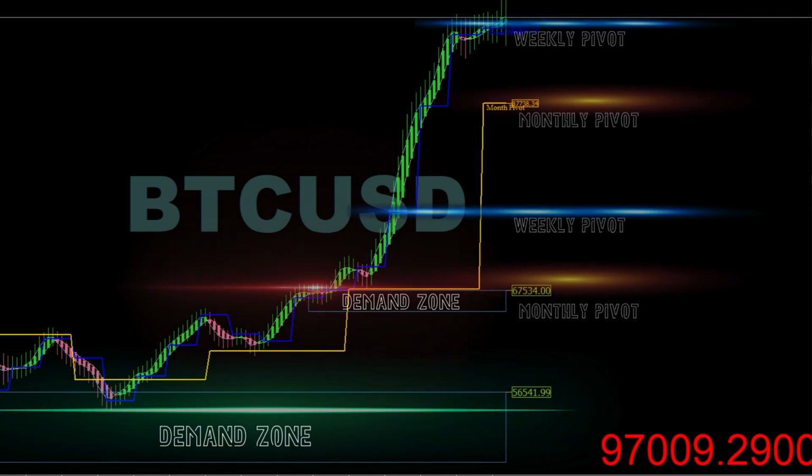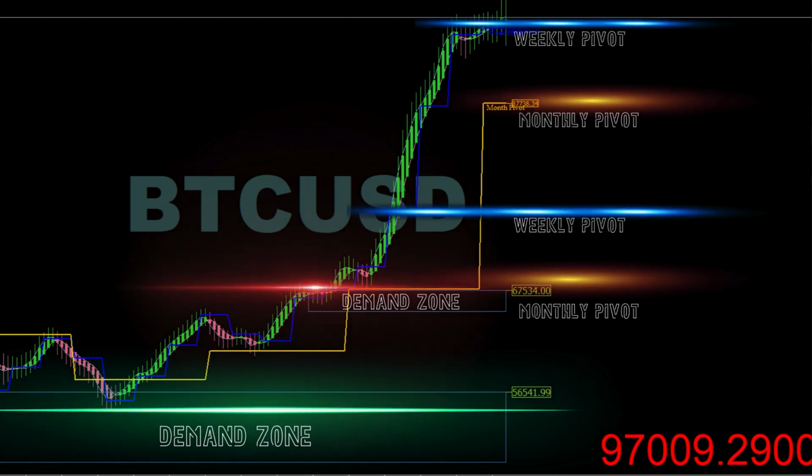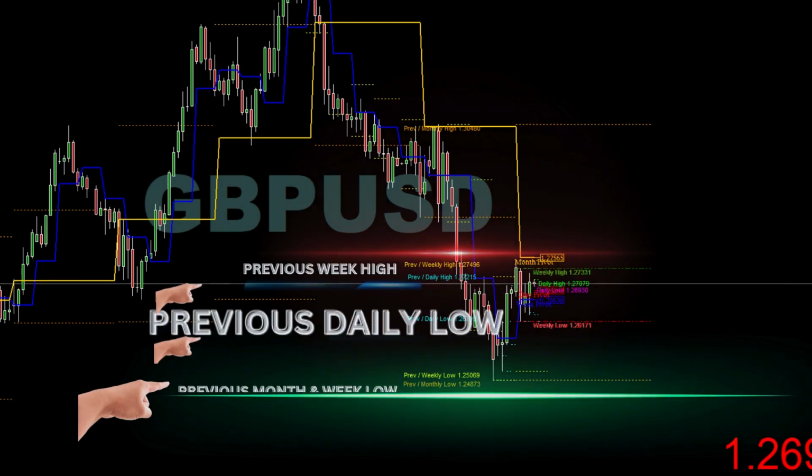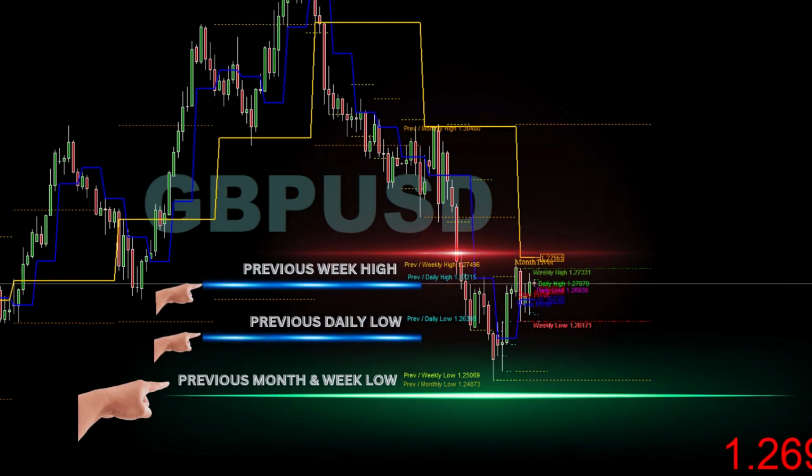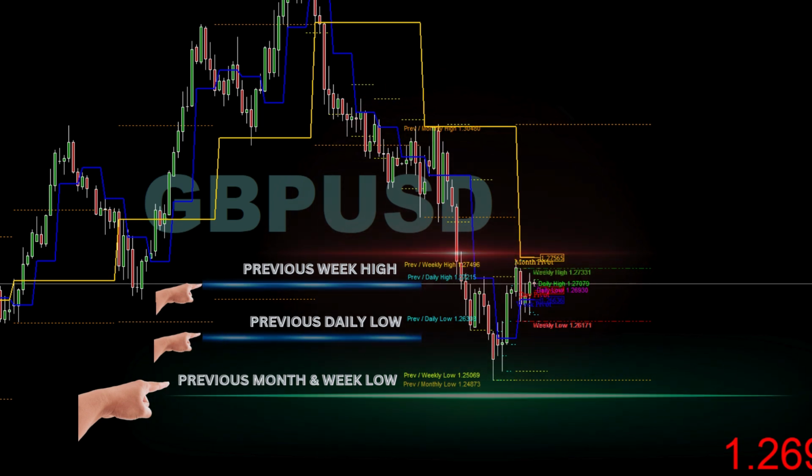These pivots are calculated using price action from previous periods and often act as magnets for price, especially in trending markets. Pro tip: always use the previous day's and week's highs and lows to identify potential supply and demand zones. These levels often align with major pivot points and are where the market is most likely to reverse. Institutional traders frequently use these zones to enter and exit positions, so following them can give you a significant edge.